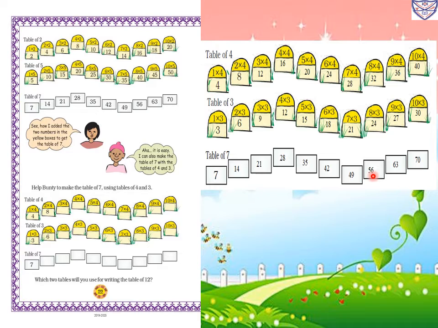Then 7 8s are 56. So we will add 32 and 24. Then 7 9s are 63. So we will add 36 and 27. 7 10s are 70. So we will add 40 and 30. So this way we will make table of 7 by adding table of 4 and table of 3.